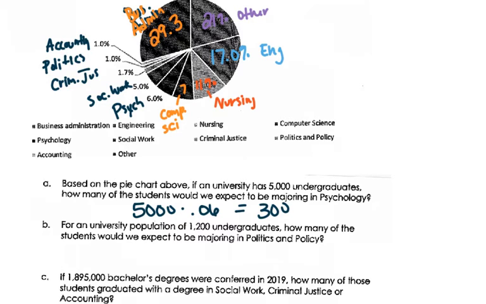For part B, for a university population of 1,200 undergrads, how many of the students would you expect to be majoring in politics and psychology? That's just 1%, so times 0.01, I get 12.